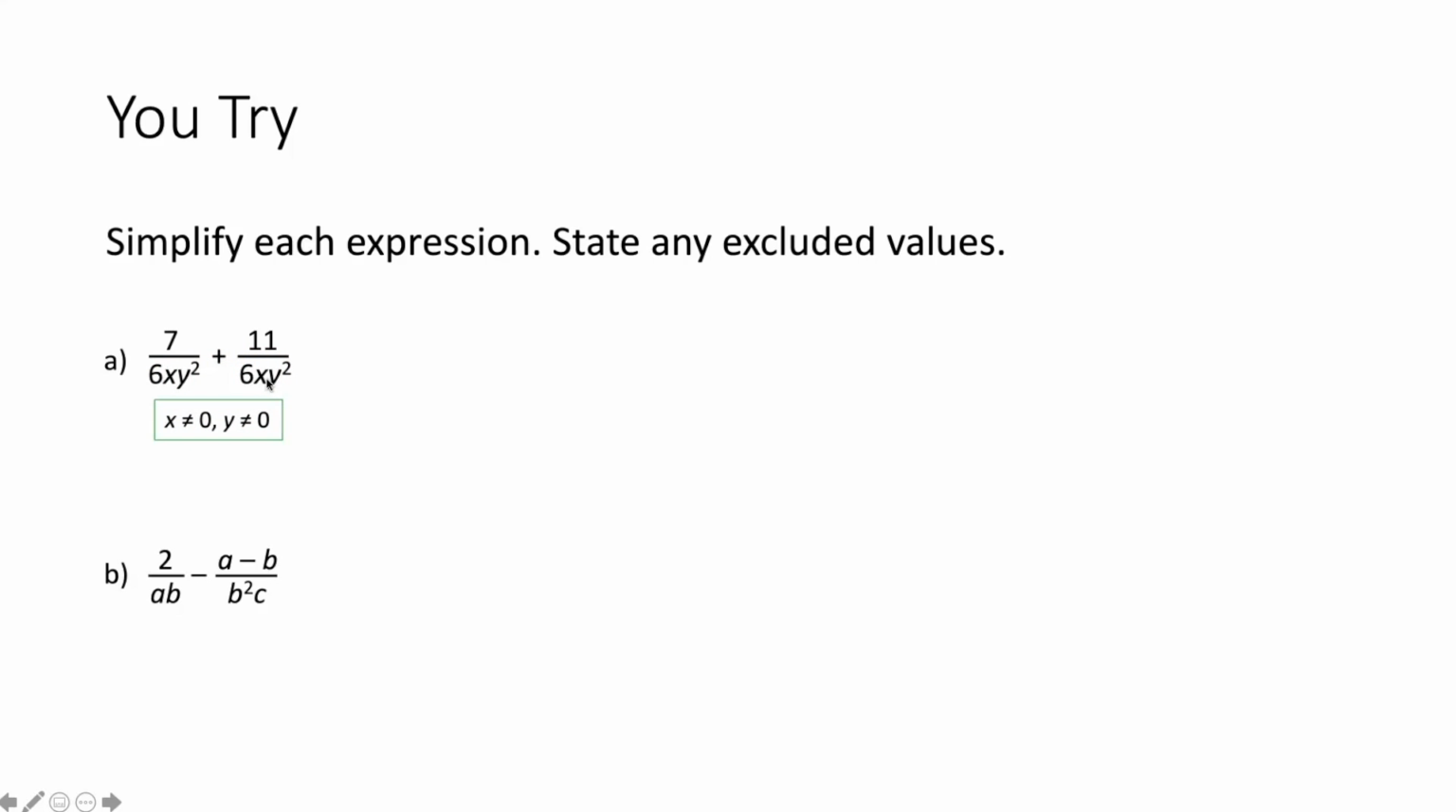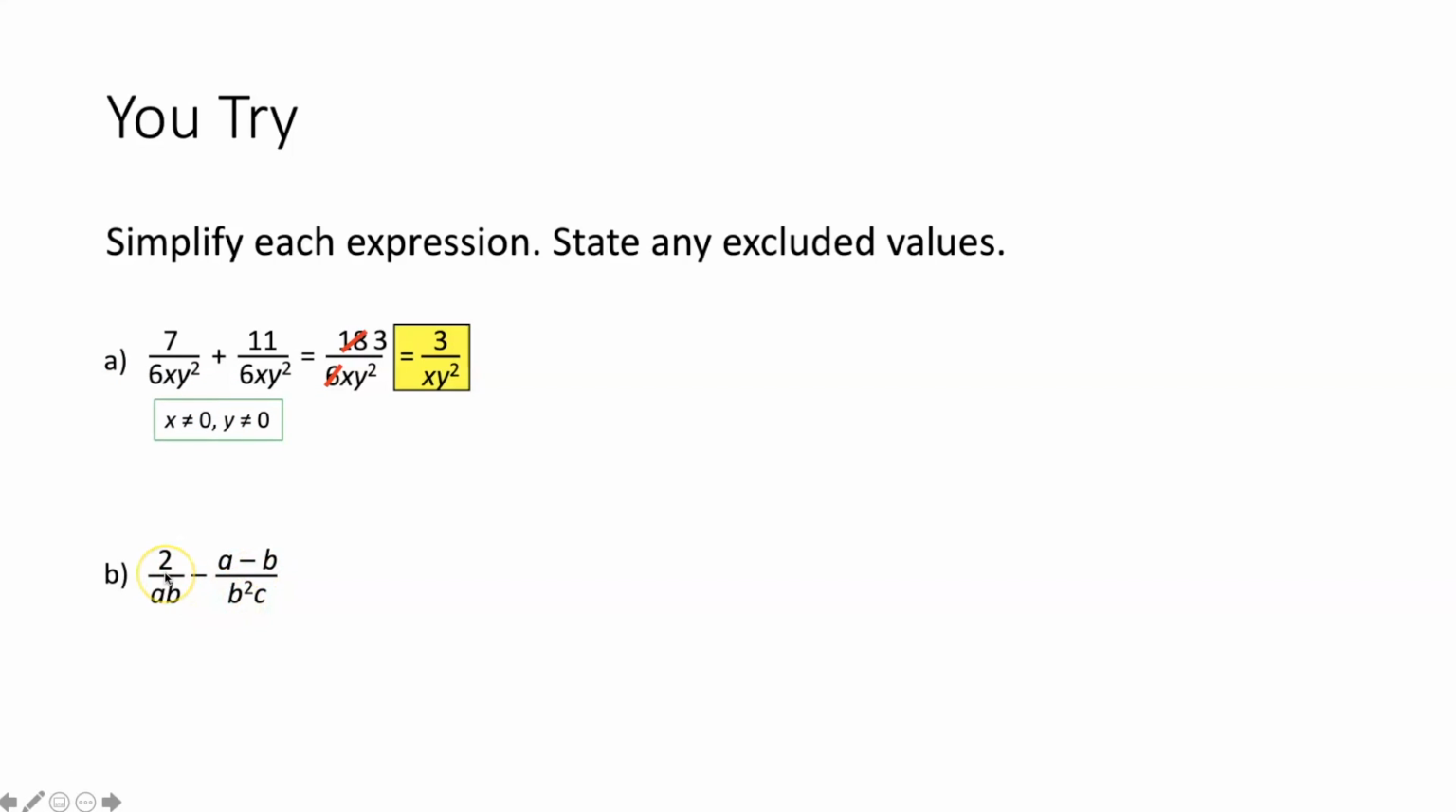Next, we need to make sure that each fraction has a common denominator. They do. So now we can just add or subtract the numerators. In this case, we're adding, so we're going to add 7 and 11, put that all over our common denominator, which is 6xy to the second. Now, can we simplify this at all? Yes, 18 and 6 can simplify. 6 goes into 18 3 times, so we end up getting a 3 in our numerator, and the 6 cancels out in our denominator. So we can write our answer as 3 over xy squared. Again, make sure at the beginning you box your excluded values. That way it's included as part of your answer.